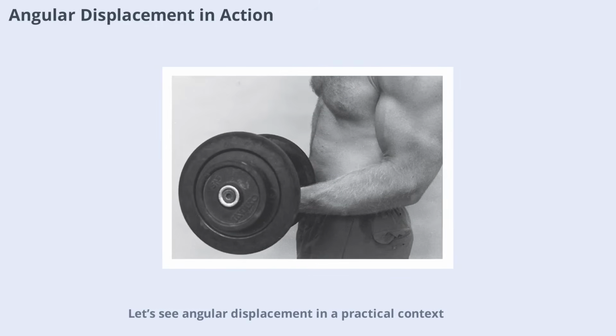Let's see angular displacement in a practical context. Imagine performing a bicep curl. When your forearm returns to its original position at the end of the exercise, the angular displacement at the elbow is zero. This is because the initial and final positions are the same, so the net change in angle is zero. However, the total angular distance traveled is not zero since your arm moved up and down. This distinction between angular displacement and angular distance is important for accurately describing movement.